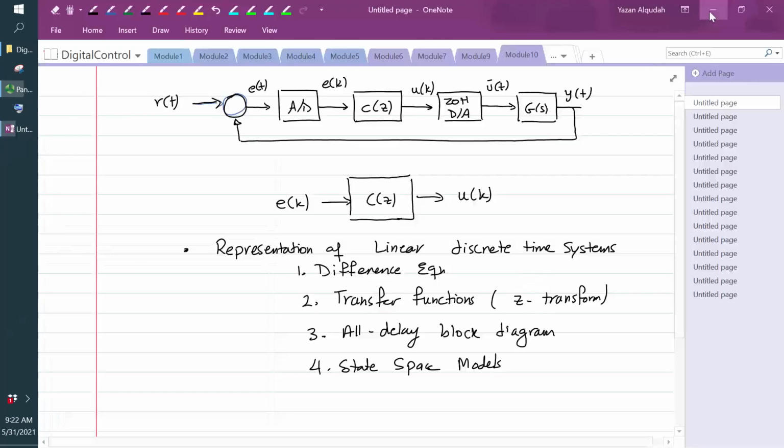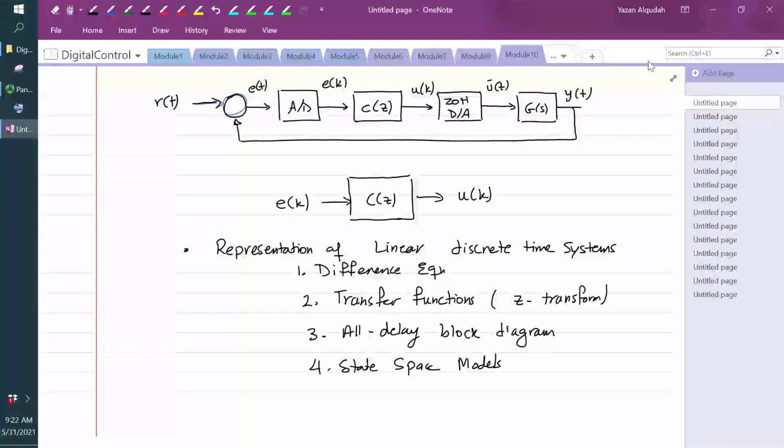Hi everybody. Okay, so in this module we're going to be looking at the representation of linear discrete time systems, and we're going to be looking at difference equations, transfer functions, all delay block diagrams, and state space models.